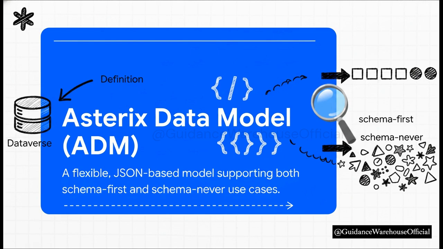Enter ADM, the Asterix data model. ADM is this highly flexible JSON-based model that supports a massive spectrum of use cases. It can handle everything from schema-first situations, where you know exactly what your data looks like ahead of time, all the way to schema-never situations, where your incoming data streams are completely irregular and totally unpredictable.